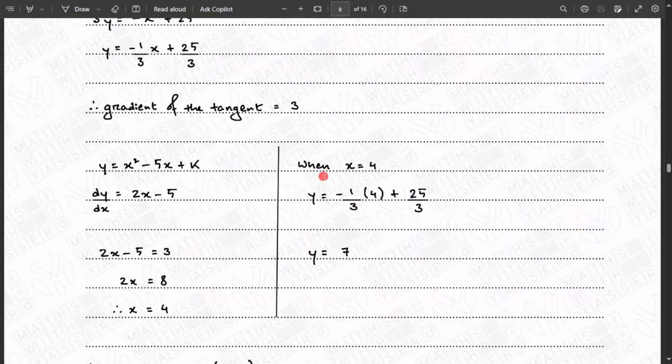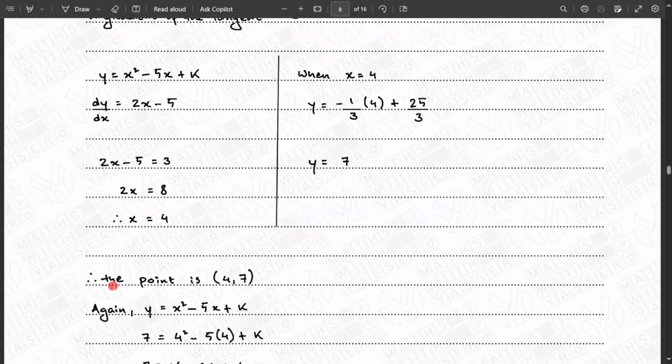Now let's figure out the value of y. So when x is equal to 4, y is equal to minus 1/3 of 4 plus 25 over 3, which is the equation of the normal. Therefore y is equal to 7. So the required point is 4, 7.